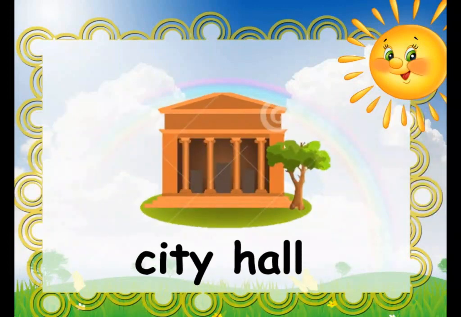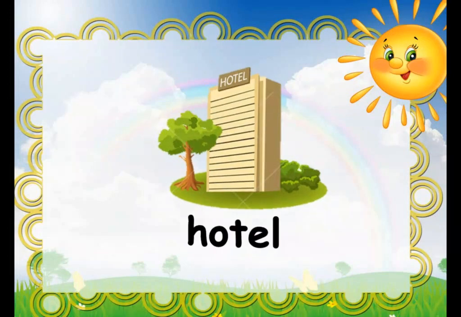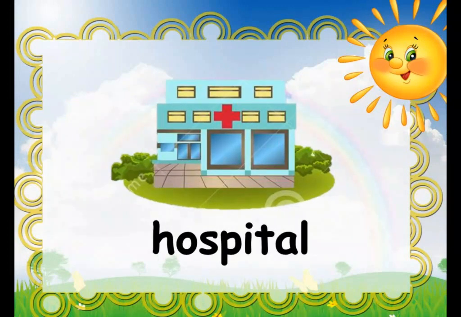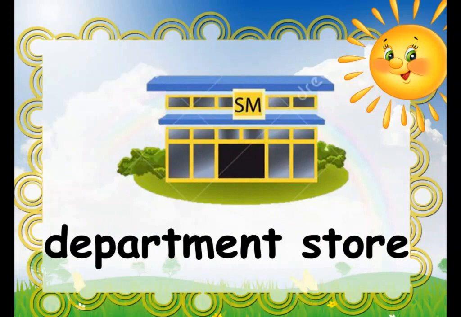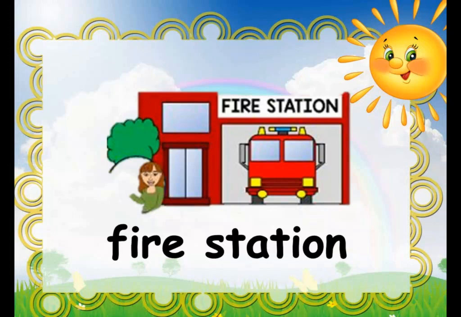And this is the city hall, where the head of our municipality has an office, our mayor. So this is city hall. And this is a hotel. If we have visitors and they don't have a house to live in, they stay in a hotel. And this is a hospital. If you are sick or something is wrong with your body, you have to see a doctor in the hospital. And this is the department store, where we buy our dresses, shoes, and many more. Department store. Next one here is the fire station. Fire station, we call them when there is fire in our house or in the neighborhood.